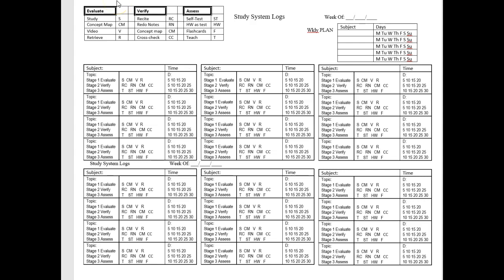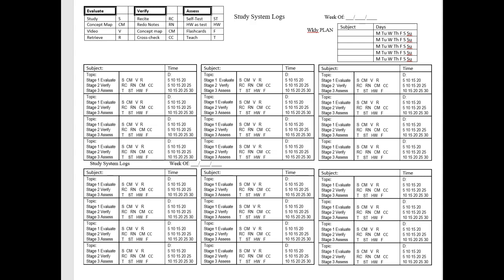What the legend basically does is incorporate the three different stages of the learning process of the study system for us: the evaluation stage, the verification stage, and then the assessment stage. You want to do all three of them in order to get the most out of this. You'll find in a second that you could verify and evaluate simultaneously sometimes if you are trying to recall information you've already gone over rather than be introduced to information for the first time. We'll talk about that.